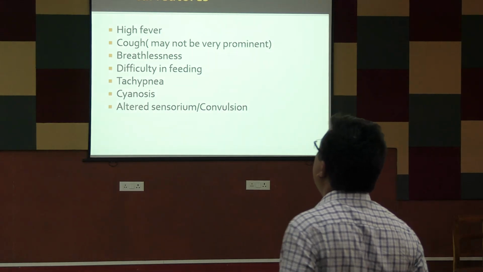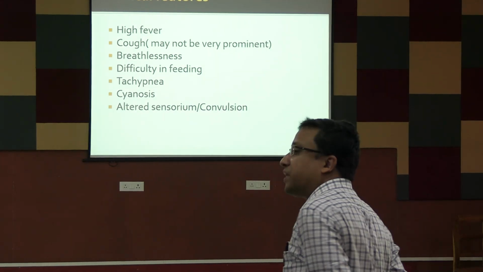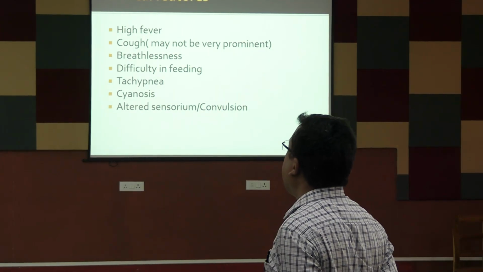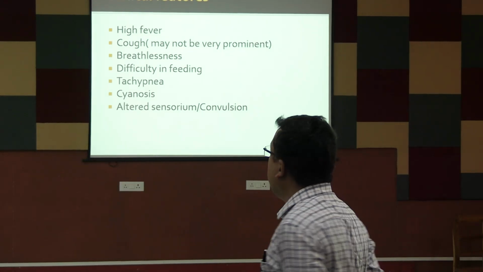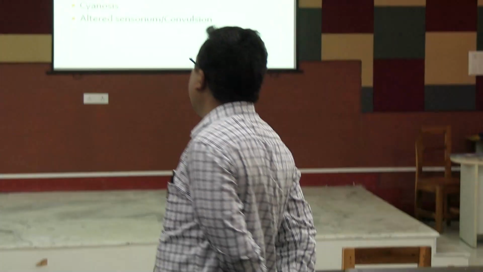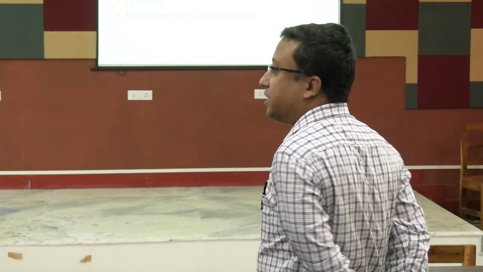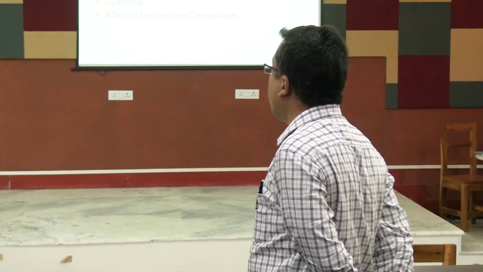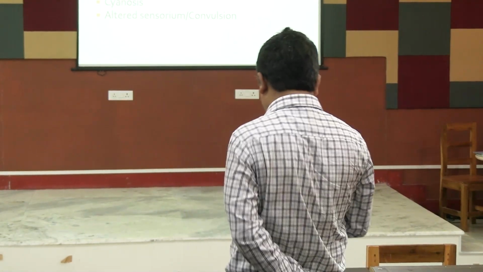So how does a pneumonia patient present? A pneumonia patient presents with high grade fever, cough, but cough may not be very prominent. And there is breathlessness, difficulty in feeding, tachypnea may be present. In severe cases, you may get cyanosis and altered sensorium or convulsion.